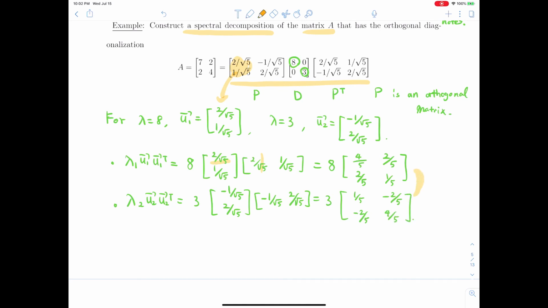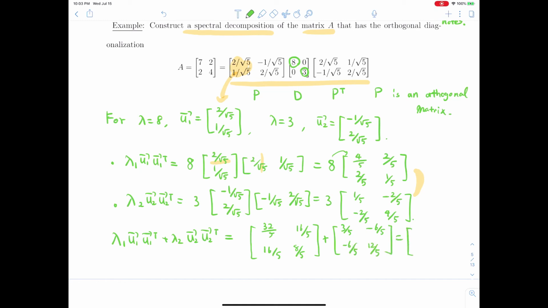And so if you add these two matrices, then this gives you lambda 1 u1 u1 transpose plus lambda 2 u2 u2 transpose, equals, so if you distribute 8 into the matrix, then this gives you 32 over 5, 16 over 5, 16 over 5, 8 over 5, plus 3/5, negative 6 over 5, negative 6 over 5, 12 over 5, or this gives you 35 over 5, 10 over 5, 10 over 5, and 20 over 5, or this certainly equals 7, 2, 2, and 4, and this is exactly the same as the original matrix A that is given above over here.